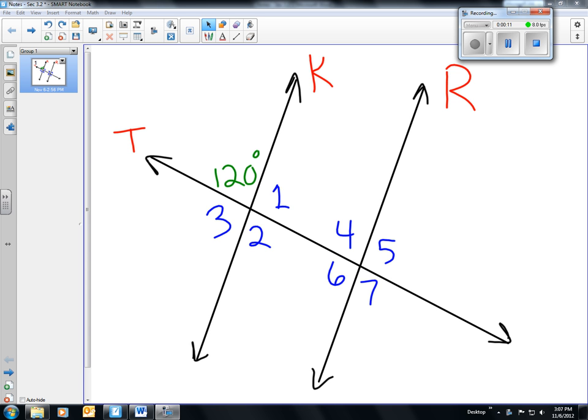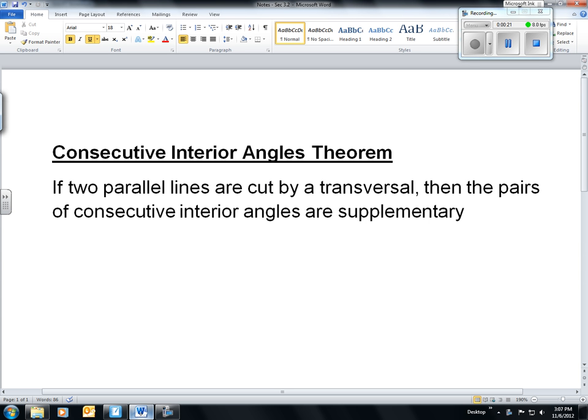And today we're going to be talking about some theorems dealing with consecutive interior angles and alternate interior angles, alternate exterior angles, and so on and so forth. So here, let's start with this theorem.